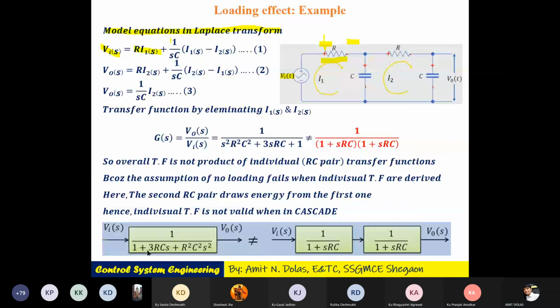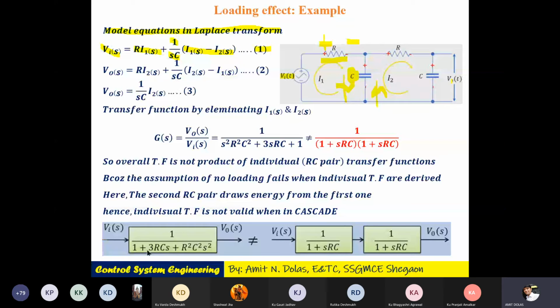Then into plus 1 by SC. 1 by SC is the Laplace transform of C. Which currents are passing through here? One I1 is going downward, I2 is going upward. So it will be I1 of S minus I2 of S, equation 1.